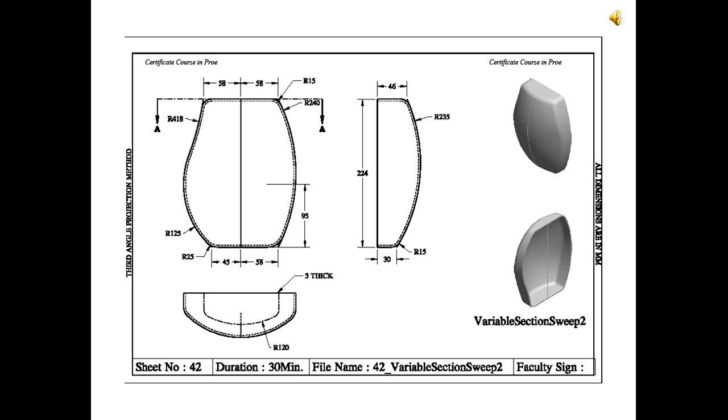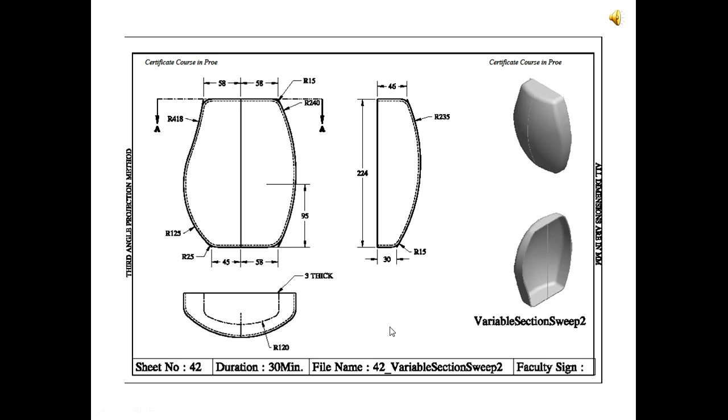Friends, if we analyze this drawing of the mouse base from the variable section sweep tool point of view, we have to identify three components from the drawing. First is an origin trajectory, second are guide curves, and third is a section which is to be used for the variable section sweep tool. Remember, the variable section sweep tool uses a single section and multiple trajectories.